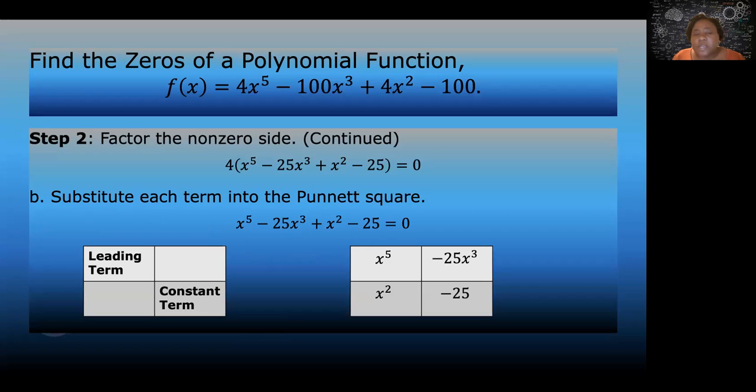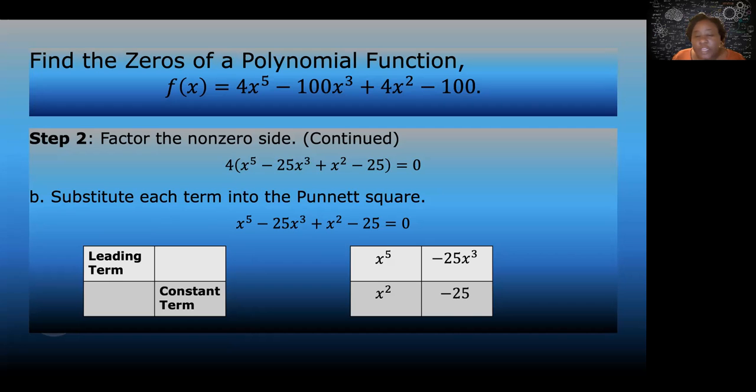Part B is to substitute each term into the Punnett square of step 2. The Punnett square comes from the biology area where you were talking about the recessive and dominant traits. But in this case, we will be using this to factor the polynomial. As you notice, I removed the 4 by dividing both sides by 4 in order to place those terms into the Punnett square.